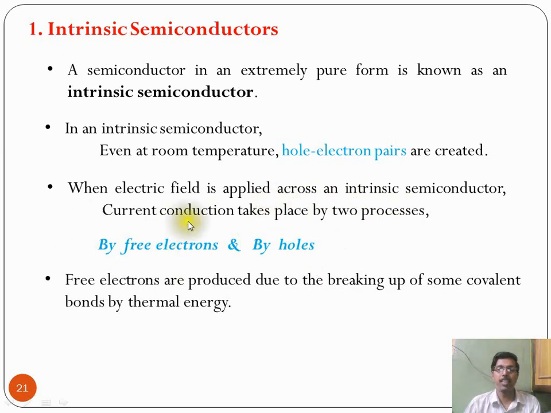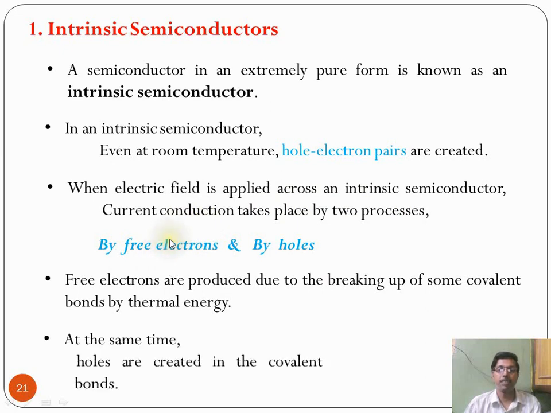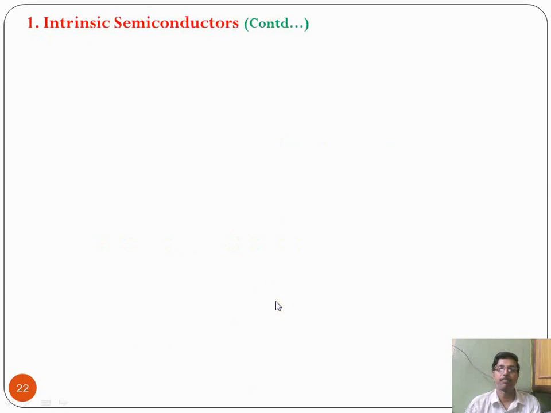Free electrons are produced due to the breaking up of some covalent bonds by thermal energy. At the same time, holes are created in the covalent bonds. When free electrons are produced by breaking the covalent bond due to thermal energy, simultaneously holes are created in those covalent bonds.